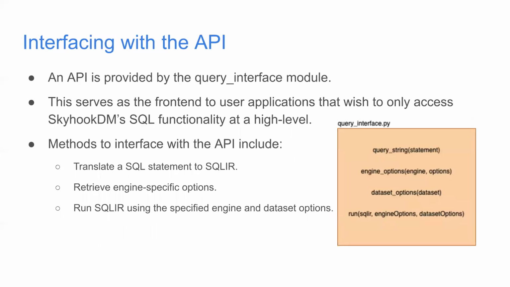The query submodule's capabilities are available to applications via the query interface. This serves as a front-end to applications that wish to only access Skyhook at a high level using SQL directly. The API provides methods to translate SQL to SQLIR, retrieve engine-specific and data-specific options, and run SQLIR using the specified options.